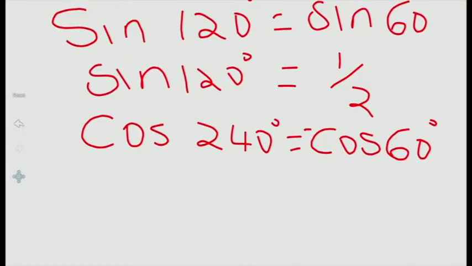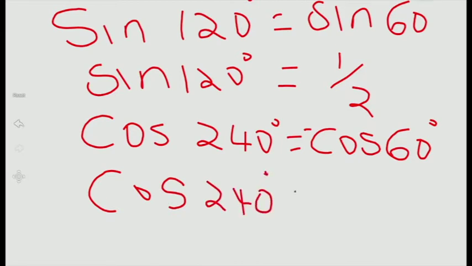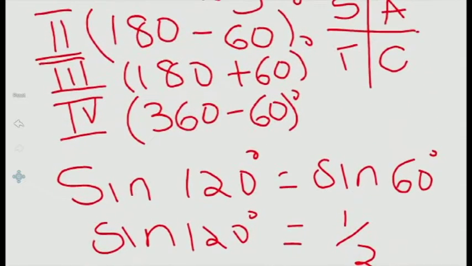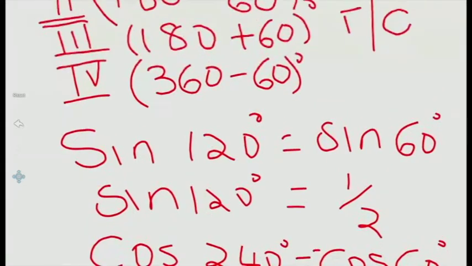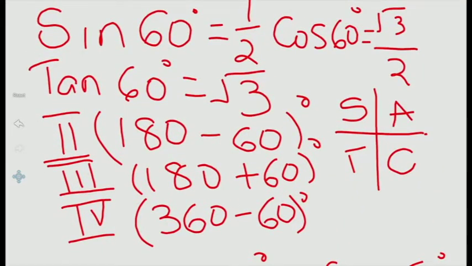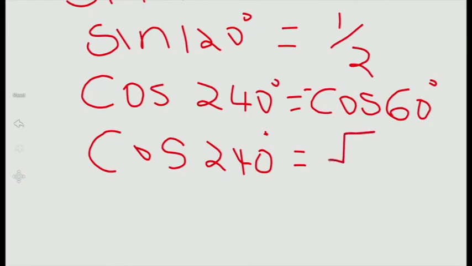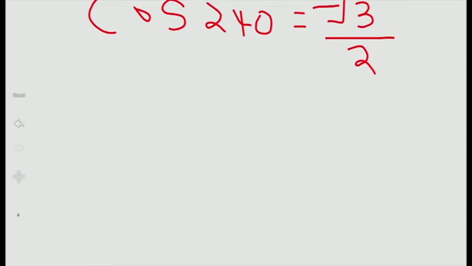So the cosine of 240 is the same as the negative of the cosine of 60, which was given as root 3 on 2. But in the third quadrant, the cosine is negative, which means the cosine of 240 is negative root 3 on 2. Another one would be the tangent of 300.